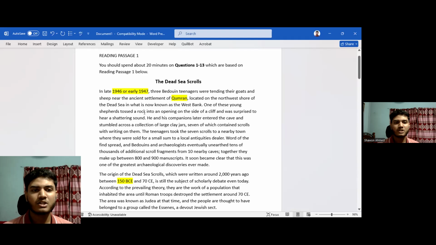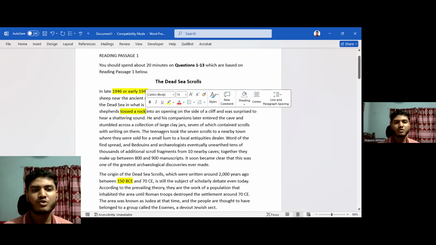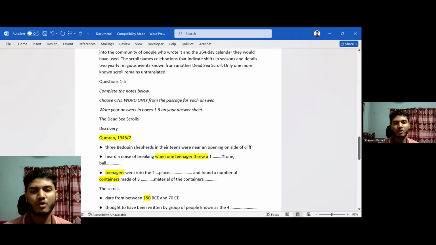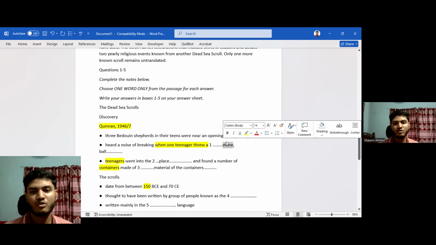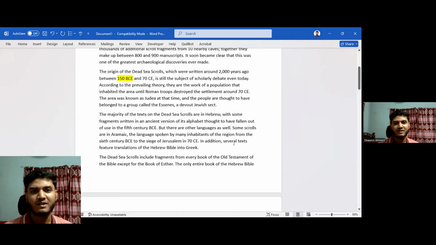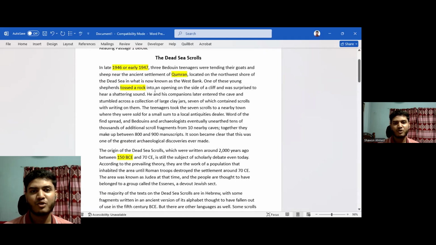One of these young shepherds tossed a rock. Yes, this is the answer. In the questions we find threw, but here we find tossed. So one of the young shepherds tossed a rock. The answer should be rock. It's not a stone, not a ball, it's a rock. So it's as easy as that. You just have to put it as it is in the passage. Let's move on.